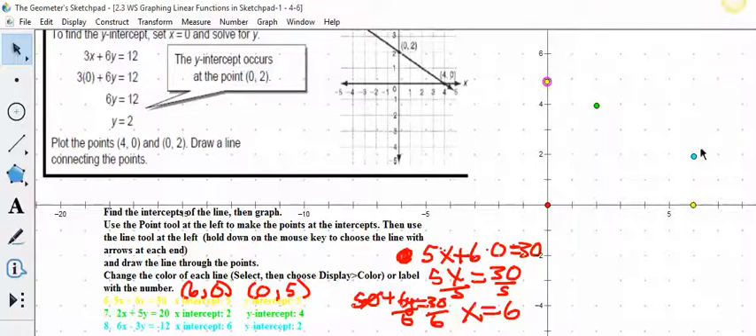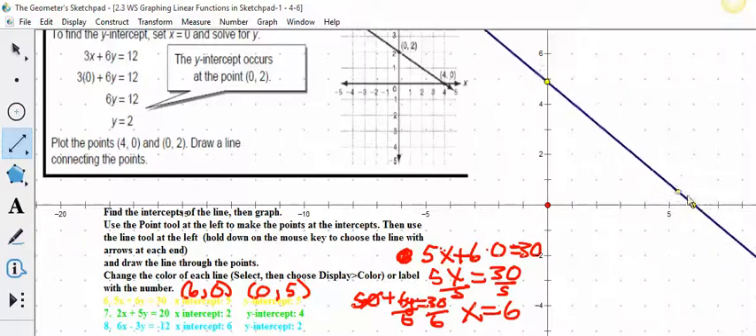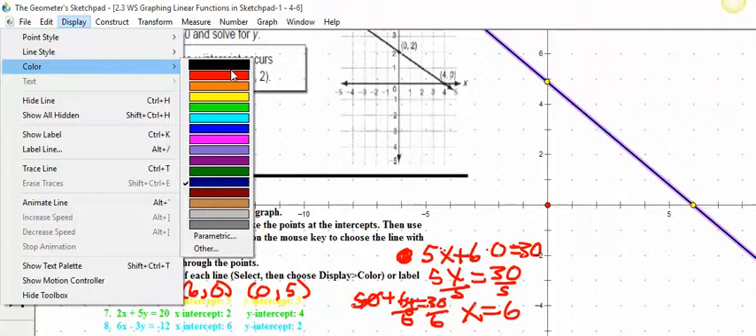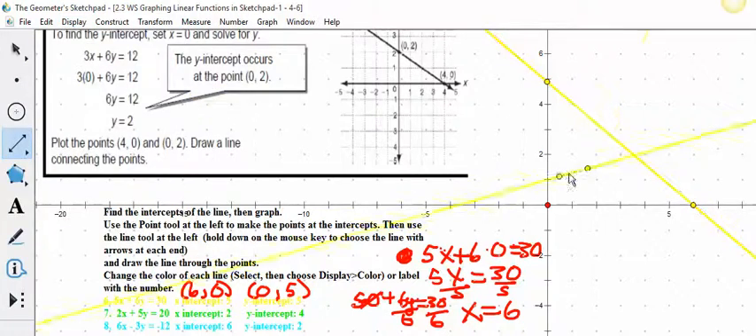So there will be 2 points for each one of these. I'm going to delete these. Each one of these will have 2 points, one on the x-axis and one on the y-axis. Now I need to connect those points with a line. And again, I'll turn that yellow to match your coloring. There. So that's the line that matches number 6. So for each one of them, you're going to find the x-intercept and the y-intercept, and then you will plot. One will be on the x-axis, one will be on the y-axis, and then you'll connect them with a line.